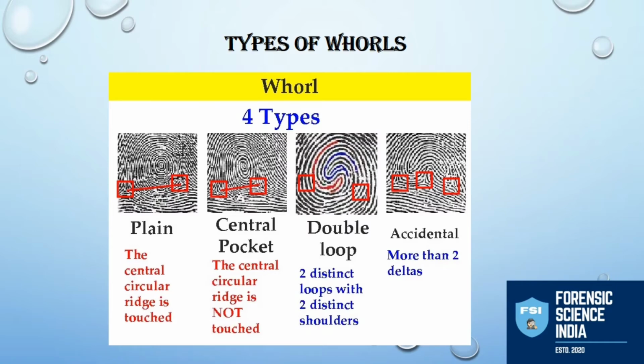In case of central pocket, the central circular ridge is not touched. If we try to draw the line from delta to delta, as in case of whorl we will be having two deltas, then in case of central pocket whorl the line will not touch the central circular ridge. But in plain whorl, the two deltas from which we draw a line will touch the central circular ridge.